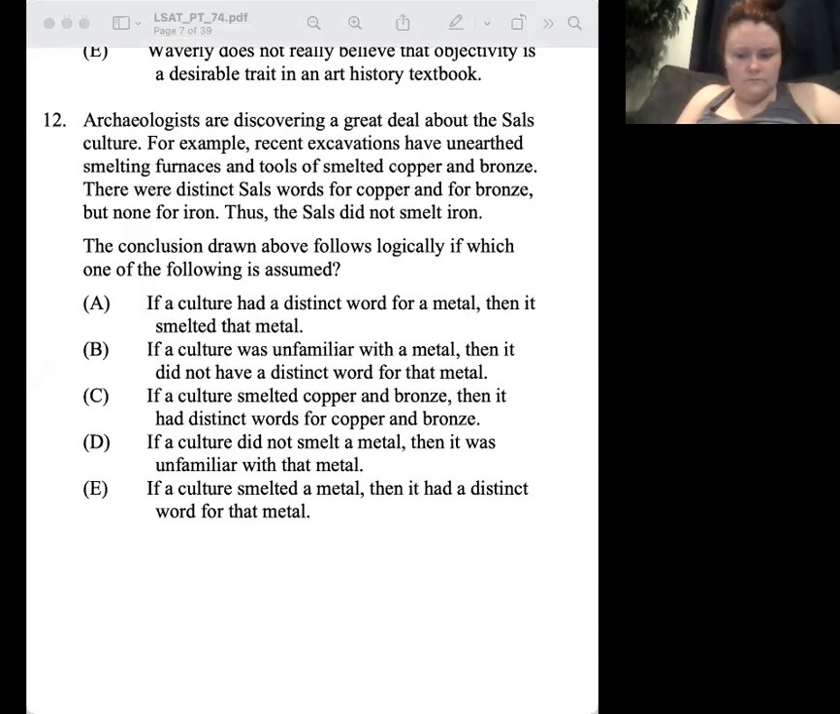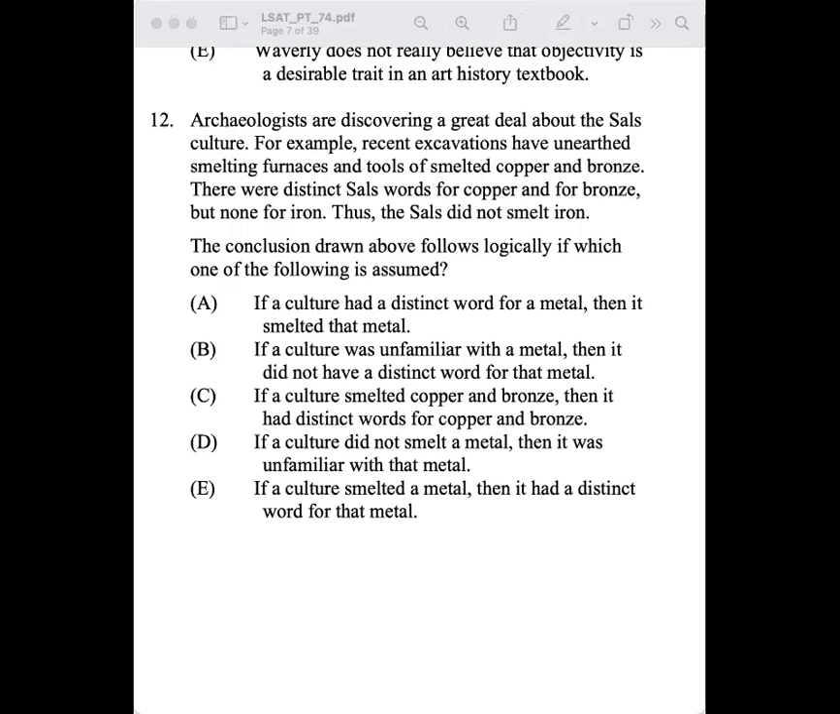Archaeologists are discovering a great deal about the Saul's culture. For example, recent excavations have unearthed smelting furnaces and tools of smelted copper and bronze. There were distinct Saul's words for copper and for bronze, but not for iron. Thus, the Sauls did not smelt iron.